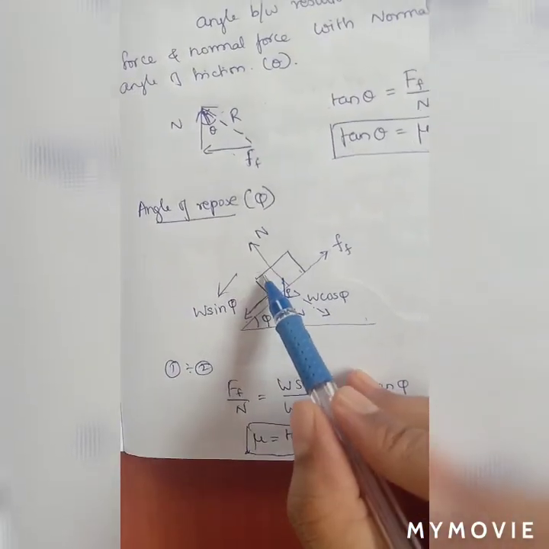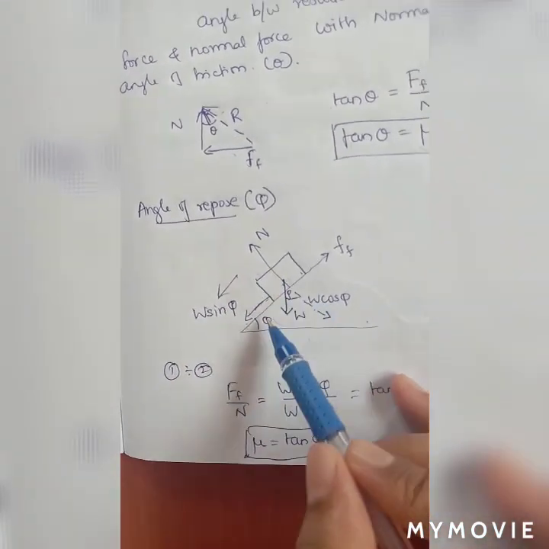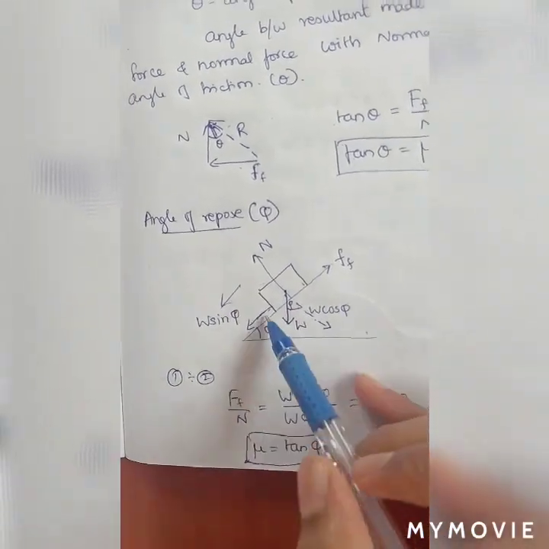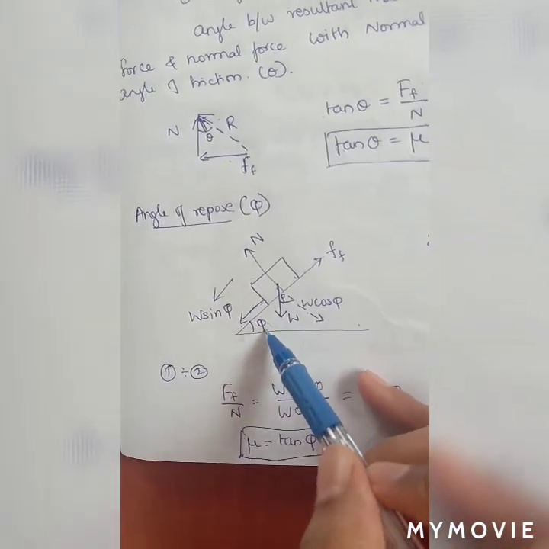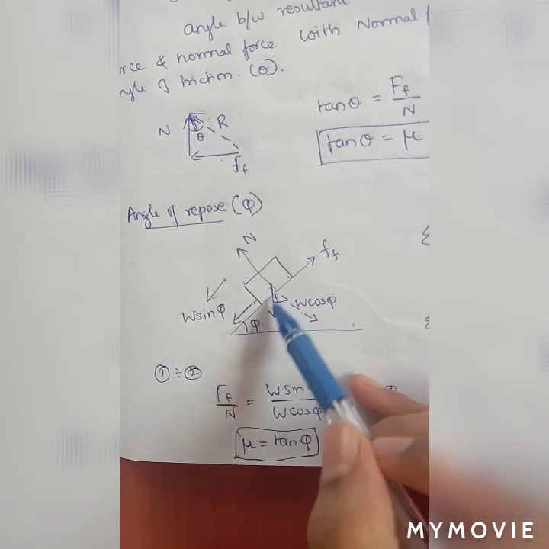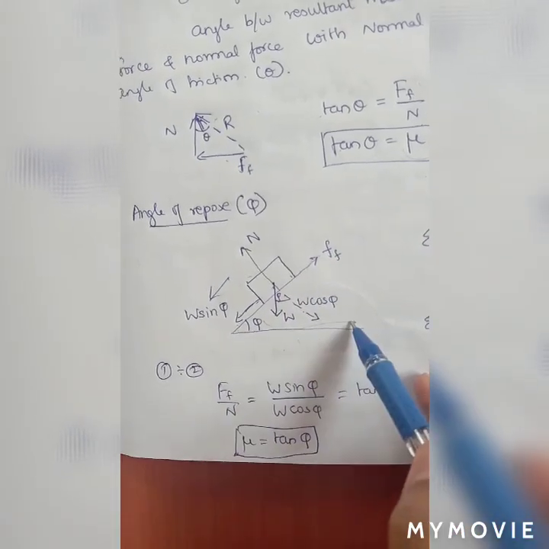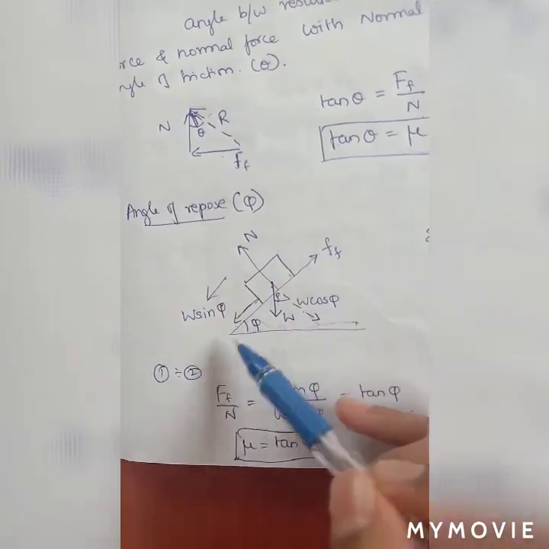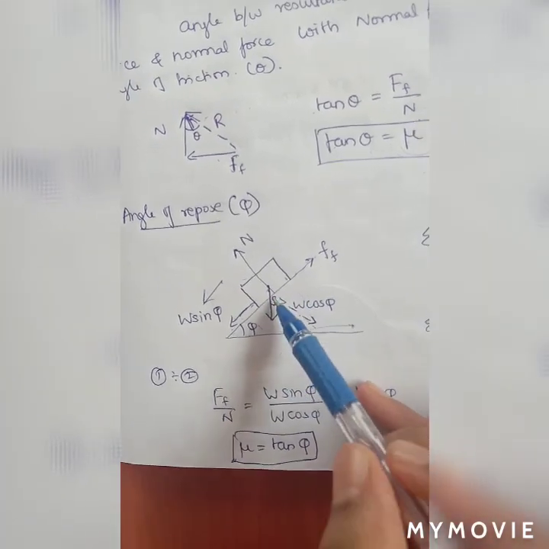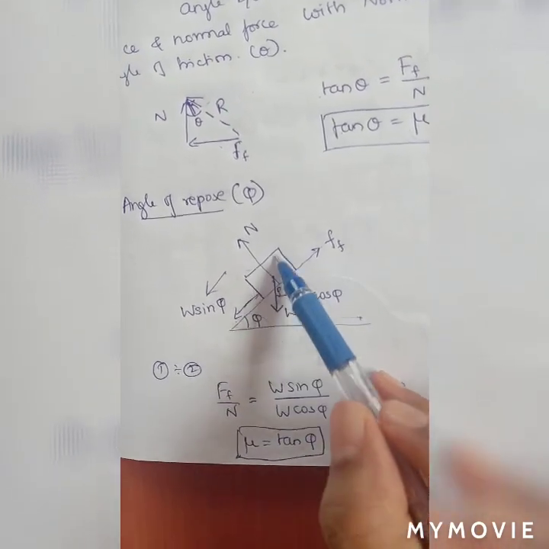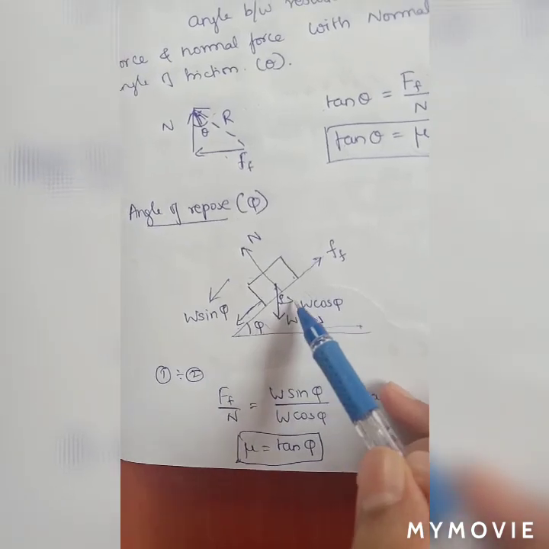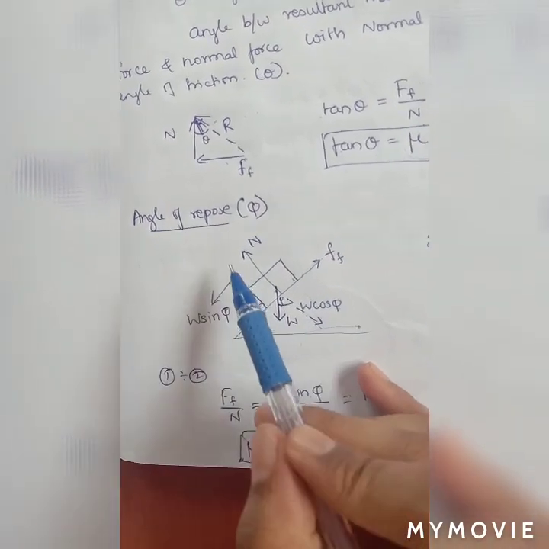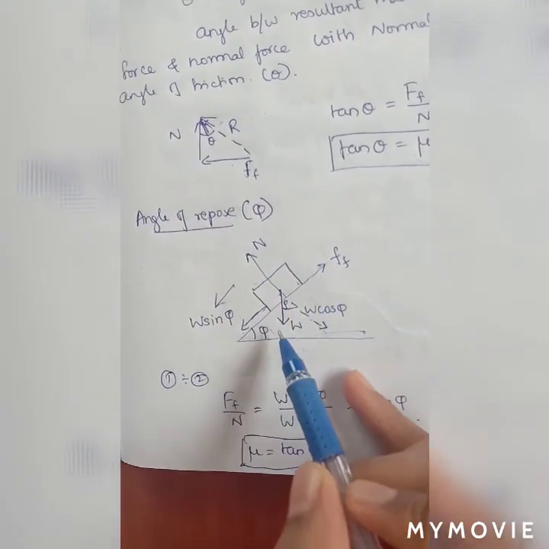So the angle at which the body starts to slide down is called the angle of repose, phi. Is that clear? So phi is the inclined angle between the surface and the horizontal, and the perpendicular is the normal to the surface. The weight always acts vertically downwards, and this is the normal of your surface.